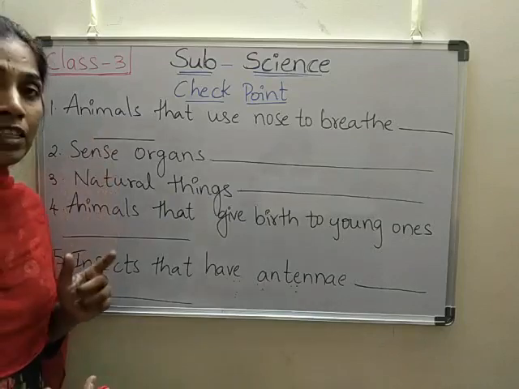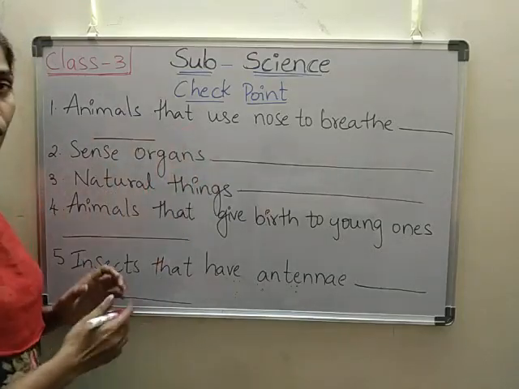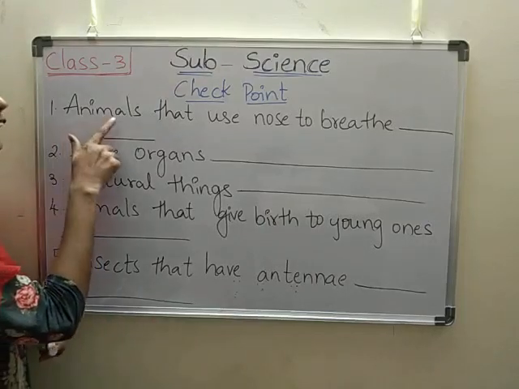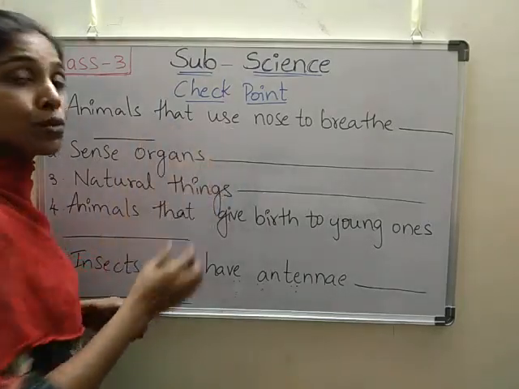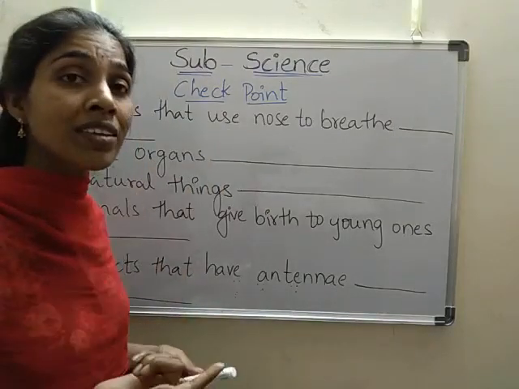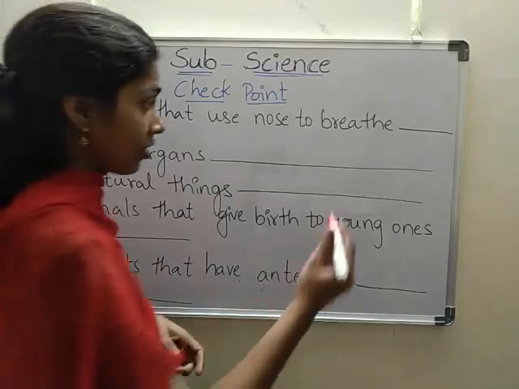Children, give two examples for each of the following. Look here, children. What is the first one? Animals that use the nose to breathe. Which animals use the nose to breathe? Tell me, children. Very good.